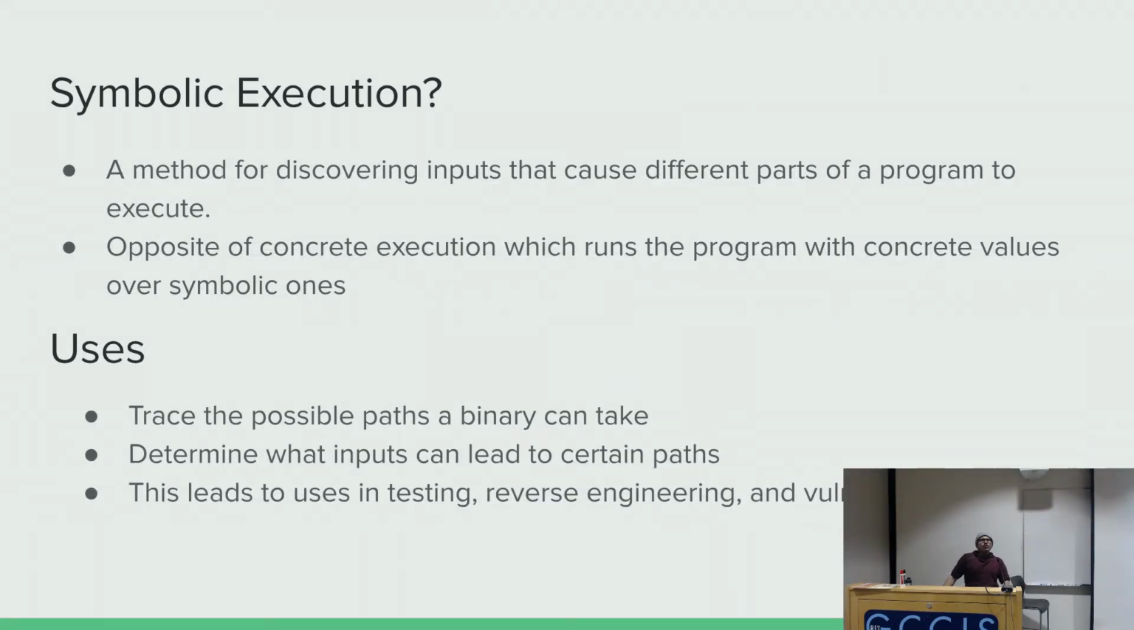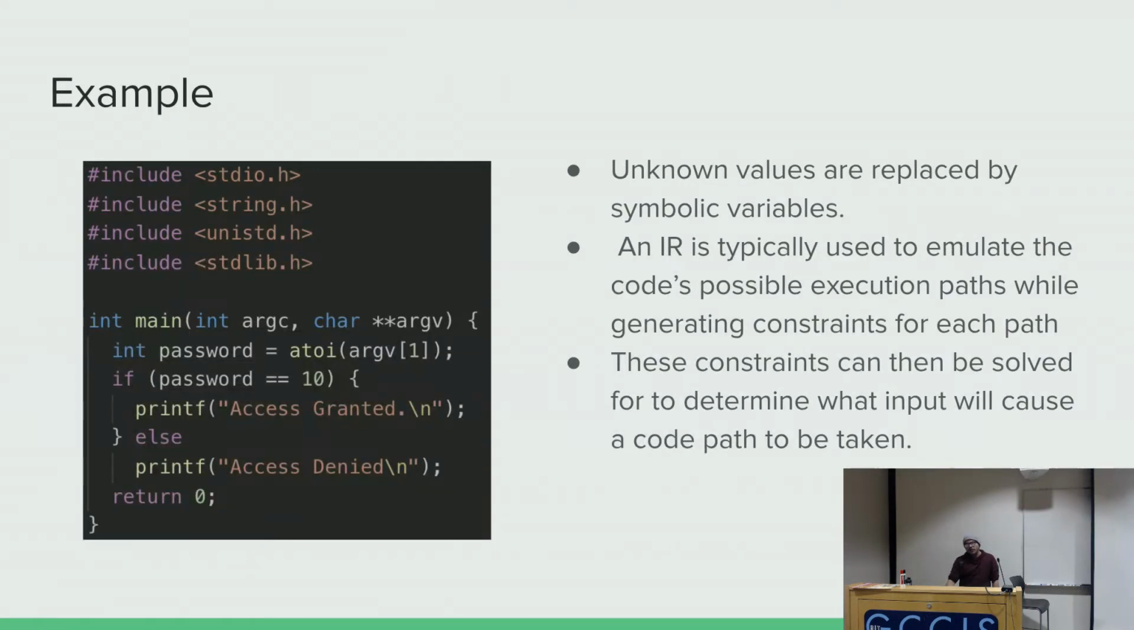It's a method for basically taking a binary, emulating all the code paths that binary can take, and then telling you what inputs to this program are going to cause different paths to be taken. And this has a lot of uses in testing, reverse engineering, and vulnerability research. Here's an example of what that looks like.